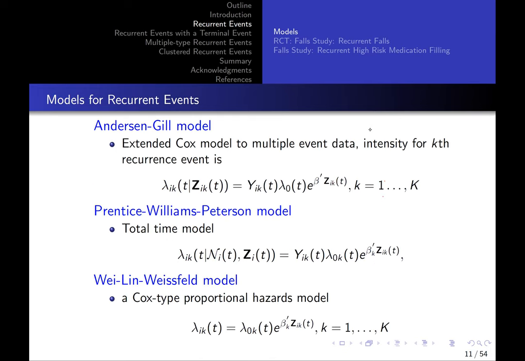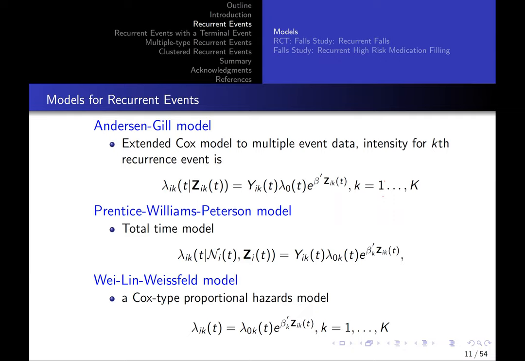So I'm going to list these. Basically, the Andersen-Gill model is an extended Cox type model. It's basically a Cox model; the only thing is now you have an extra subscript for each event, so it's extended to multiple event data. The intensity for the kth recurrent event is basically given by a Cox model, and it uses the Cox score function to estimate the parameters.